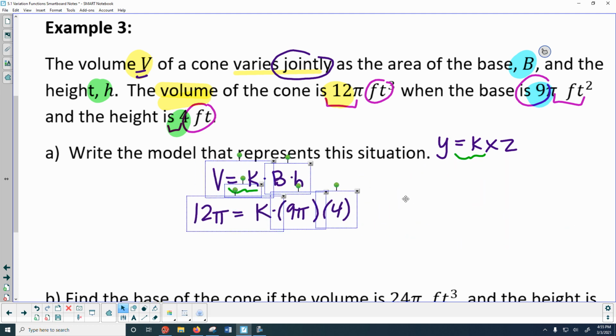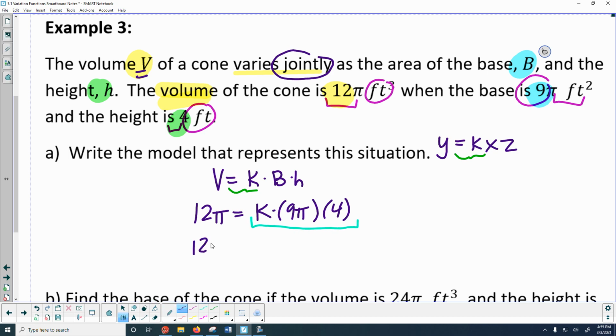Okay, so in order to solve here, how would I solve for k? Well, I would probably take a second and clean up this right side of the equation. So we're still going to have 12 pi. It's going to equal k times something. If I multiply 9 pi times 4, that's 36 with the pi. We want to leave the pi in there because that's exact, until we get our final answer.